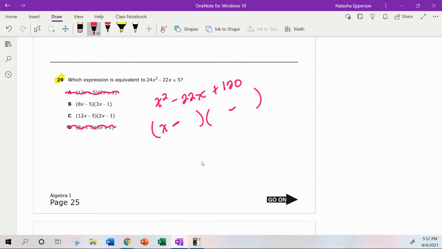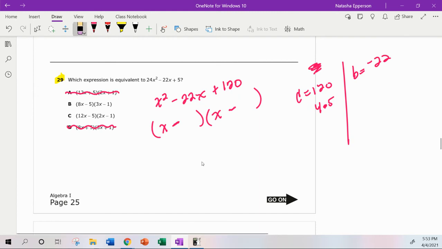I'm going to have x, and we know we're going to have x. So I'm going to try to use some of my answer choices. Both of these have 5 and 1, so let's see. I'm going to try 5. So 120 divided by 5 gives me 24. C is equal to 120, and B is going to be equal to negative 22. 24 minus 5, that's not going to work.